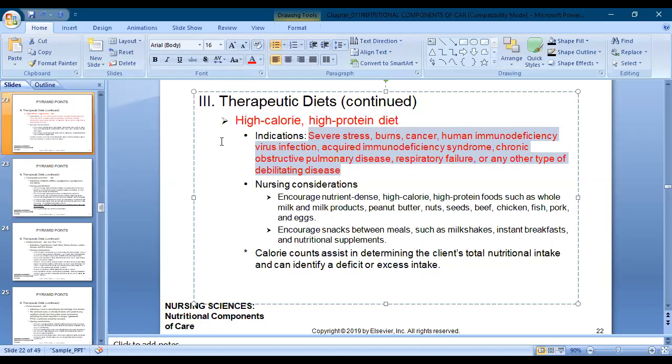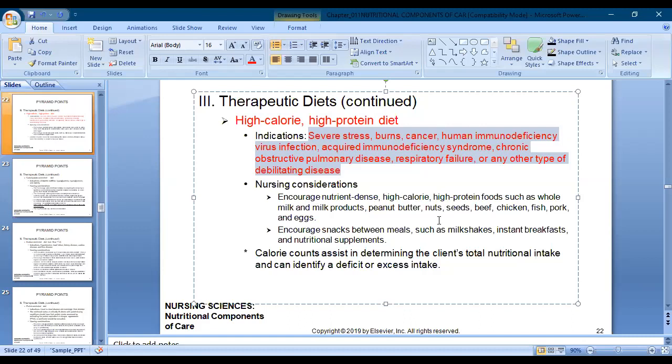This red mark. So foods are red meat, fish, beans. They are high protein, high calorie food. Encourage nutrient dense, high calorie, high protein food such as milk, milk products, peanut butter, nuts, seeds, beef, chicken, fish, pork, and eggs, which are high protein.